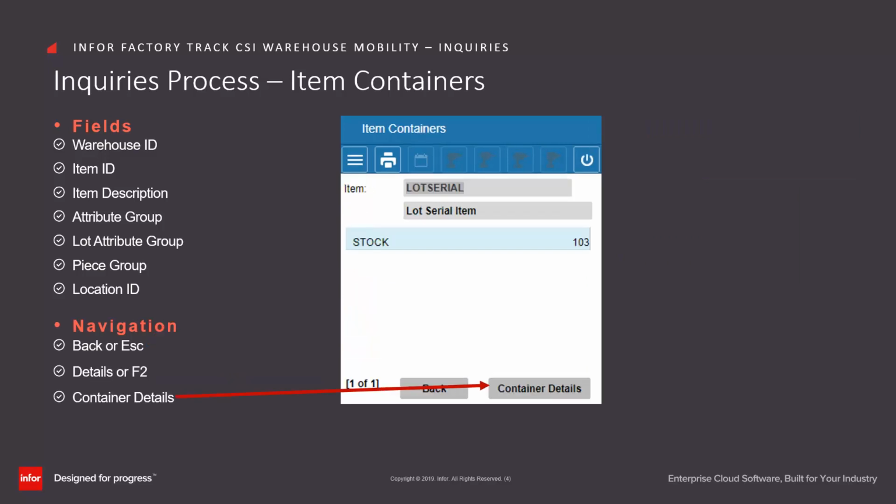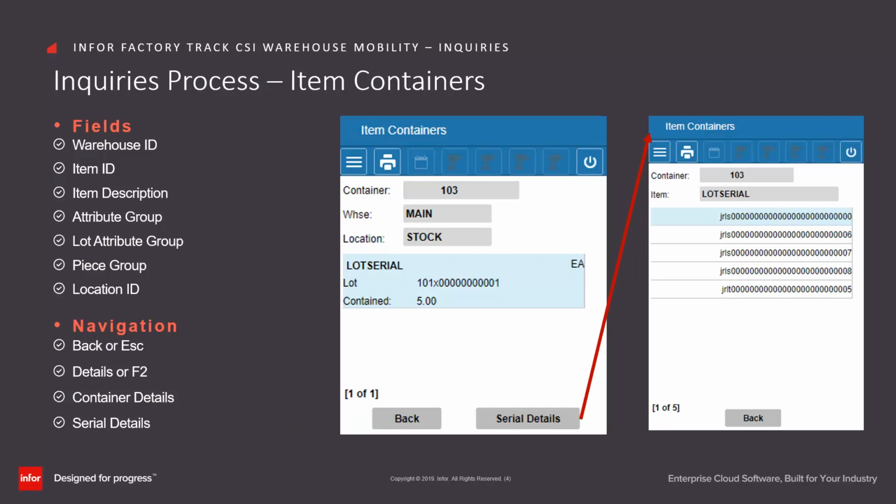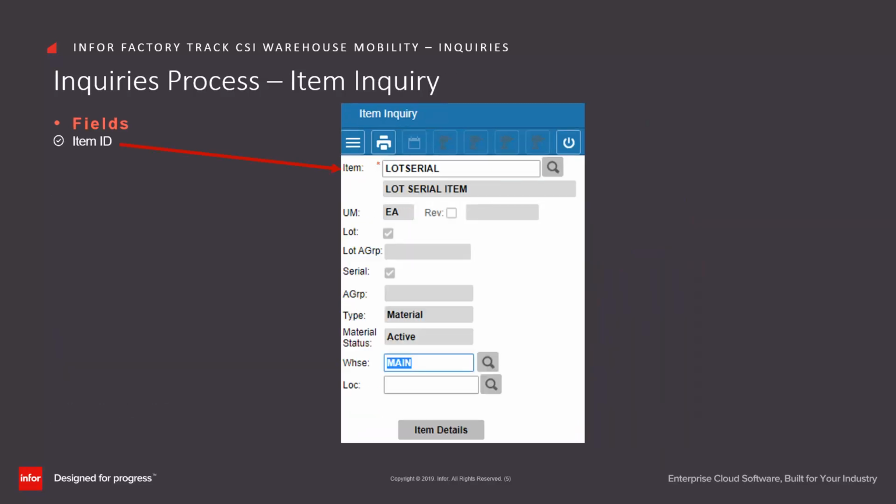Factory Track displays the containers that contain the specified item. To view the container's contents, click the Container Details button, which provides the details including lot ID if applicable. If the item is serial tracked, you may also click on the Serial Details button to view the serial numbers for the items contained. The Item Inquiry transaction allows you to view the status of items.